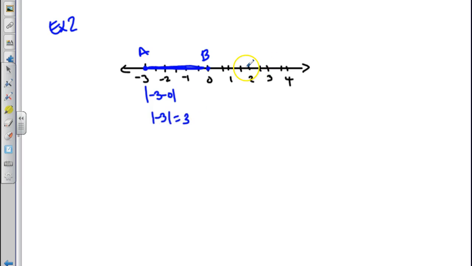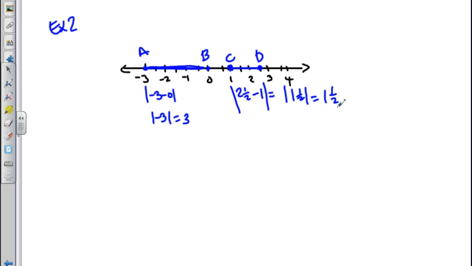All right. And then we're supposed to make CD shorter. So AB has to be longer than CD. So let's start here at 1 and let's stop at 2.5. So there's CD. It is 1.5 units long. 2.5 minus 1, absolute value of that is 1.5. All right, now you try it.